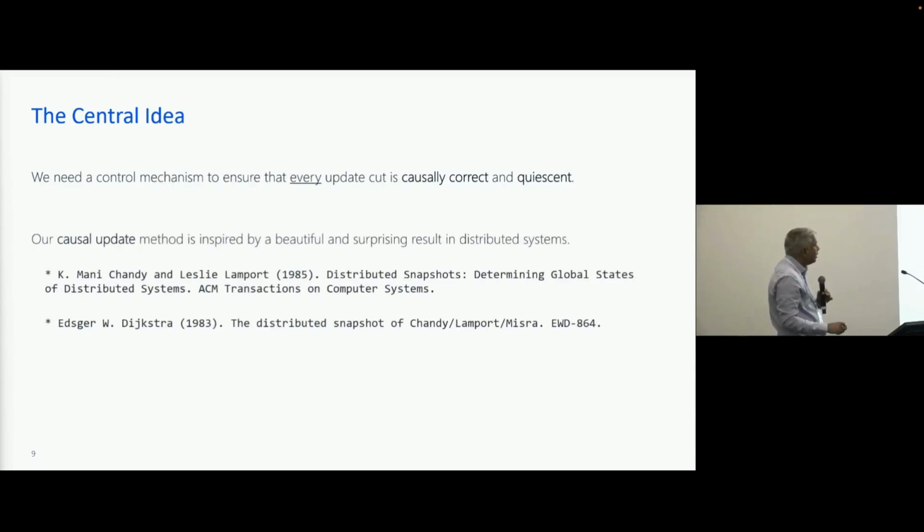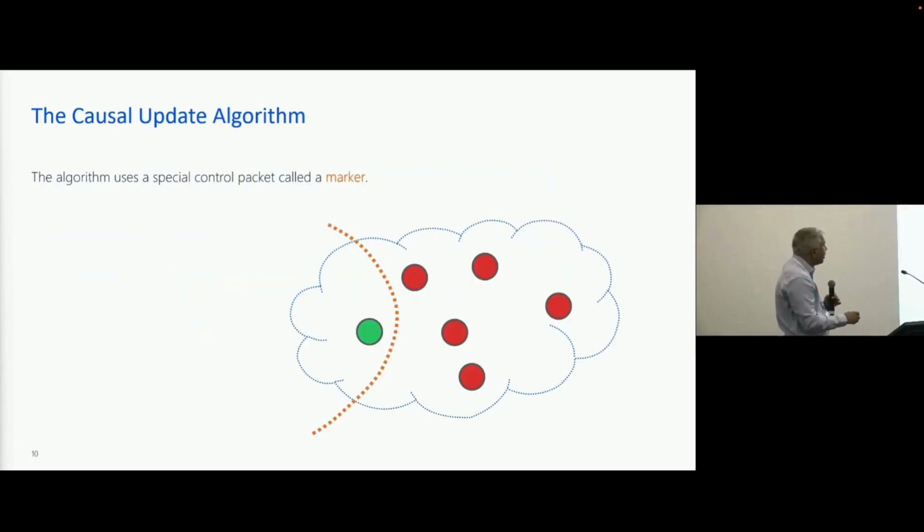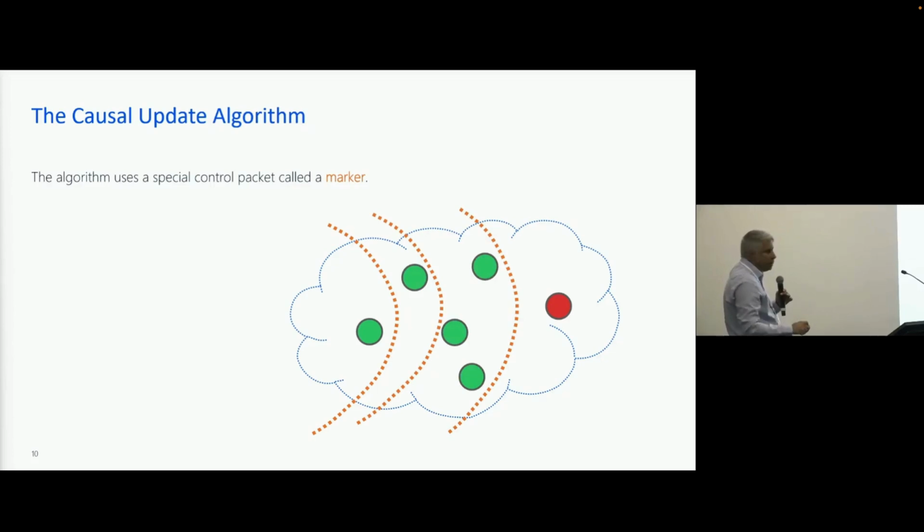So we need this mechanism to ensure that every update cut is causally correct and quiescent. And so this is where we use the Chandy-Lamport snapshot algorithm. This is a really amazing construction. If you haven't seen it yet, I strongly recommend that you read the paper. You'll enjoy it. Okay. So the update algorithm, the way it works is that it has a special control packet called a marker. And as the marker moves through the network, it updates nodes. Okay? But it also has another function. It separates out the green from the red.